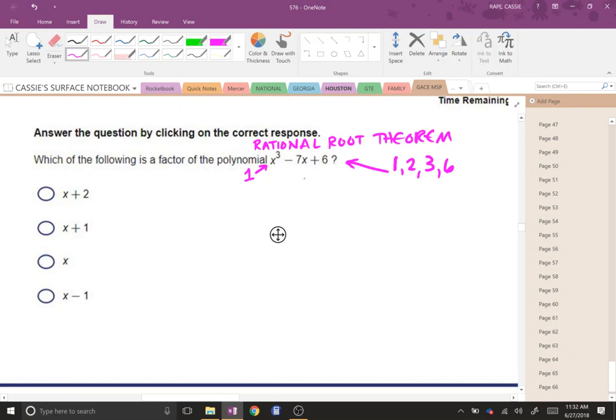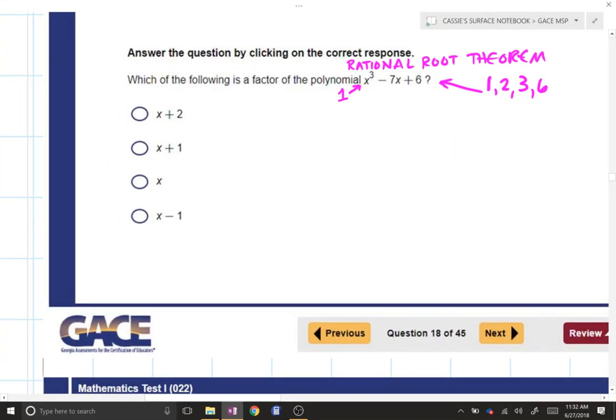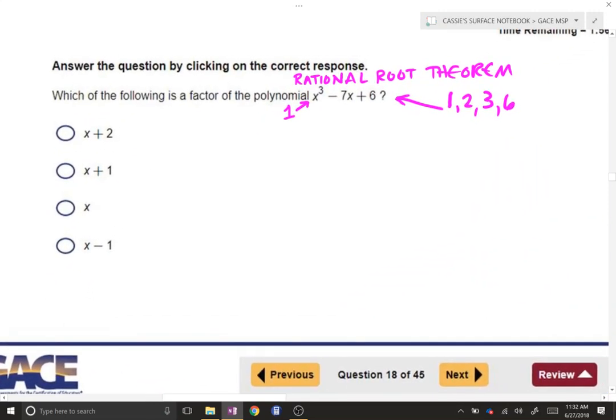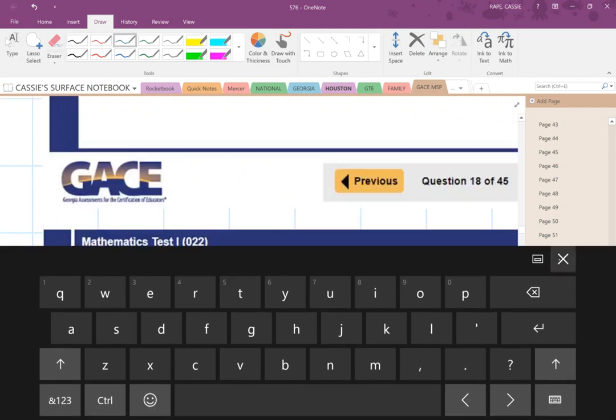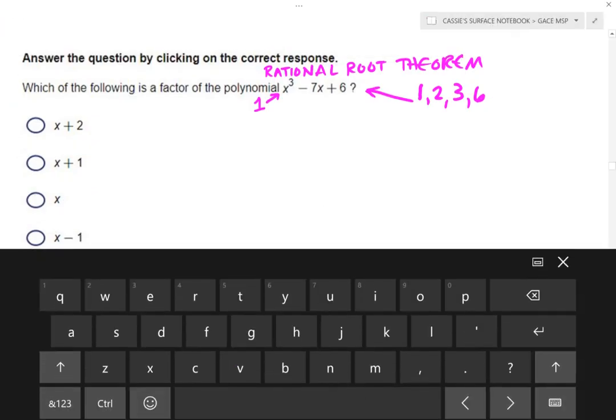Let me zoom out because this thing is not wanting to cooperate today. Just FYI, my Surface has a big crack in it and it's getting hateful. Not that you needed to know that, not important for the rational root theorem, but now you know why it's doing that.